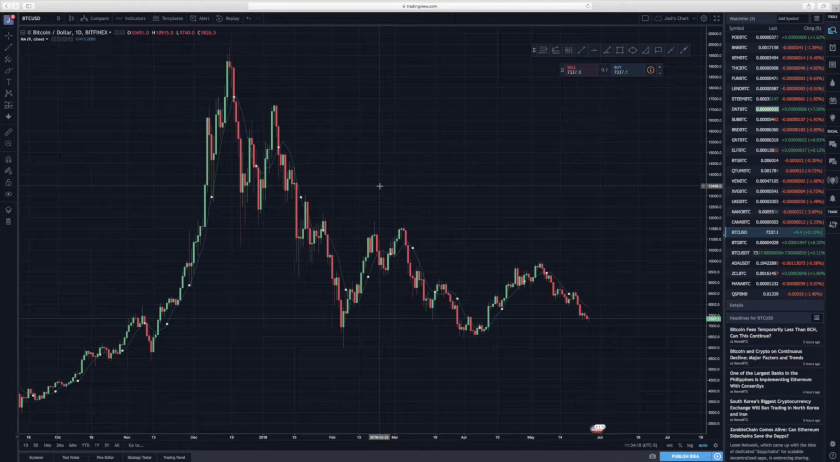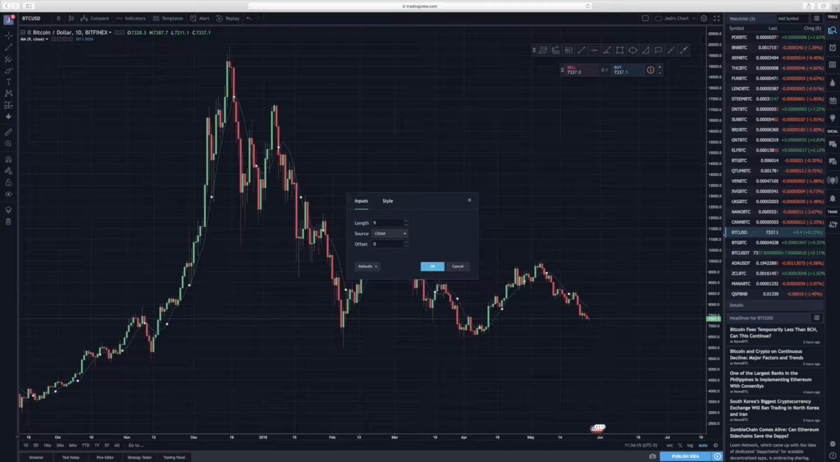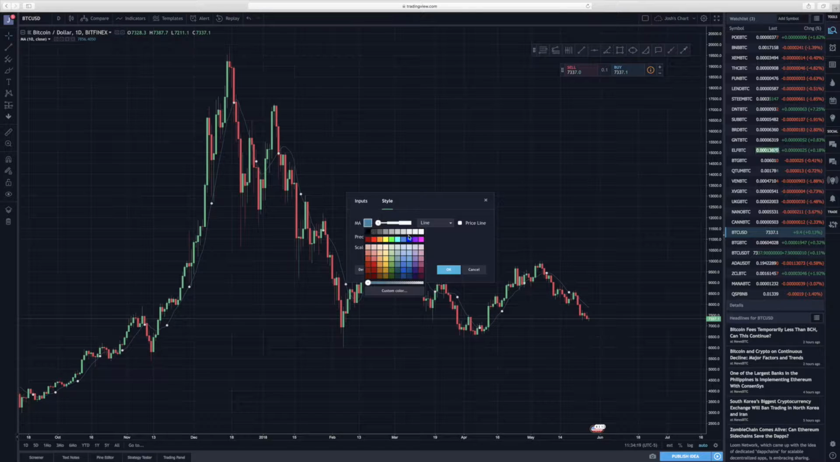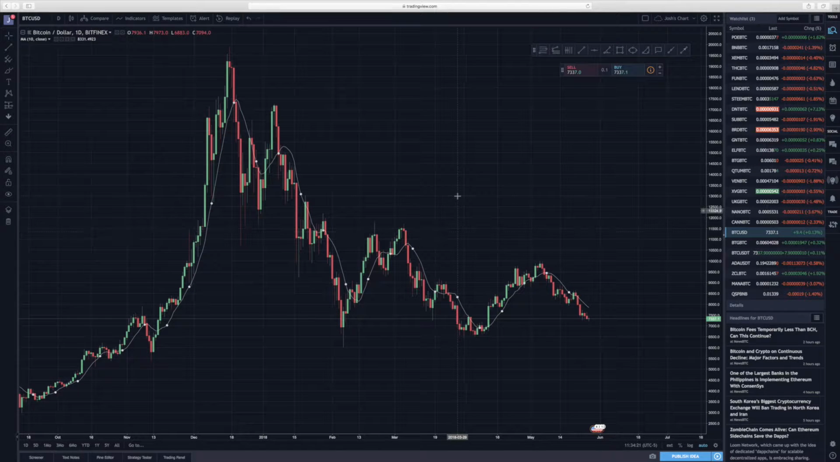So it gives you the average over the last however many you choose, and you can change the amount. Let's go with 10. So this will give me the average over the last 10. You change it to white.